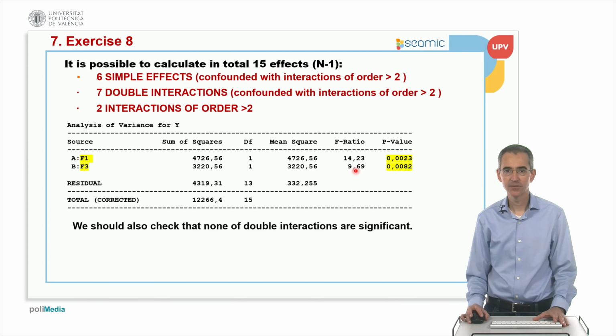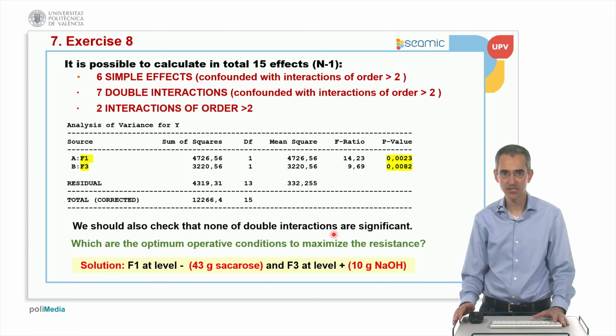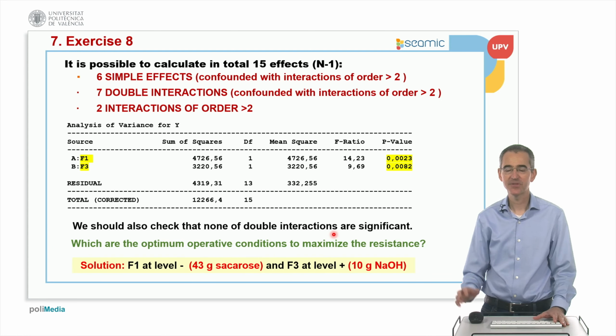Okay, so we should also check that none of the double interactions are significant. You can do that as an exercise, but in this case that is true, so we don't have double interactions. And then finally the last step is to determine the optimum operative conditions to maximize the resistance. Okay, this is something that I leave you as an exercise.